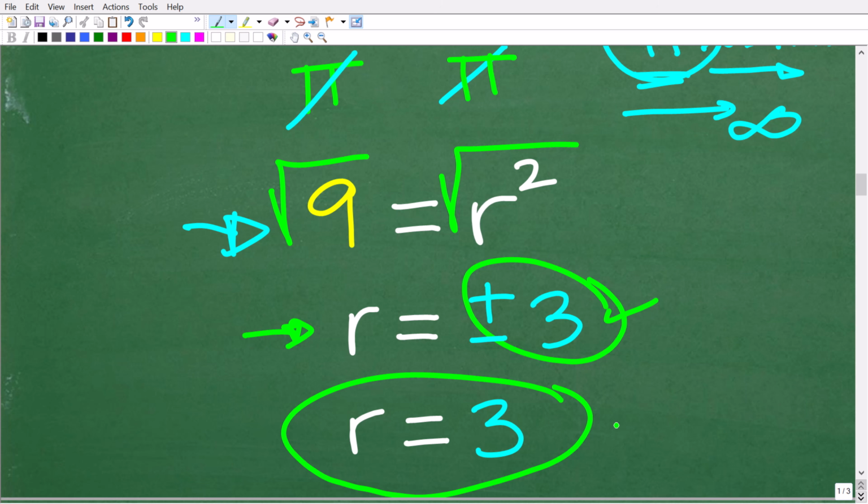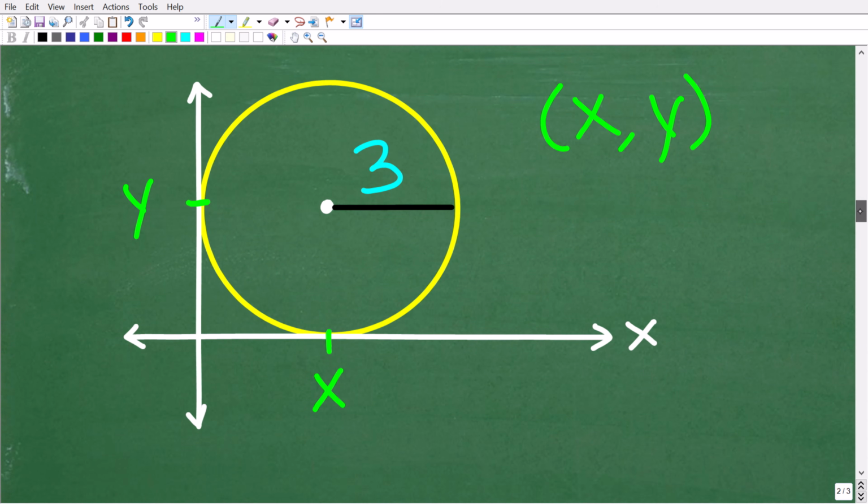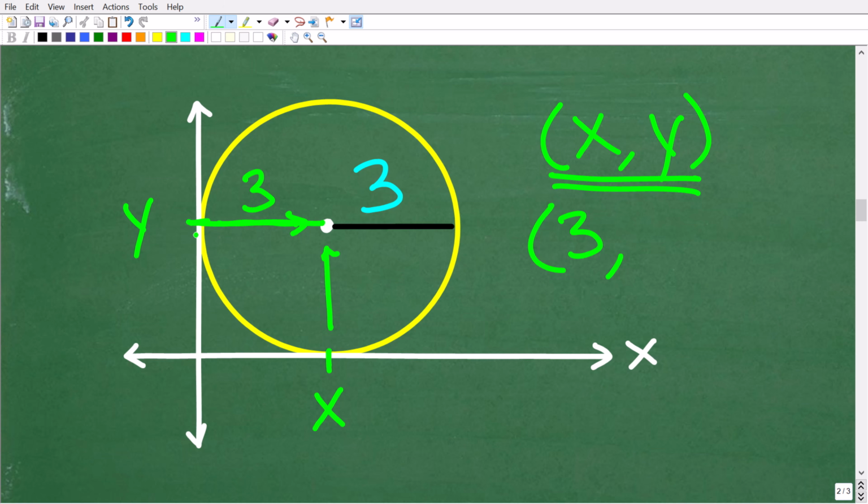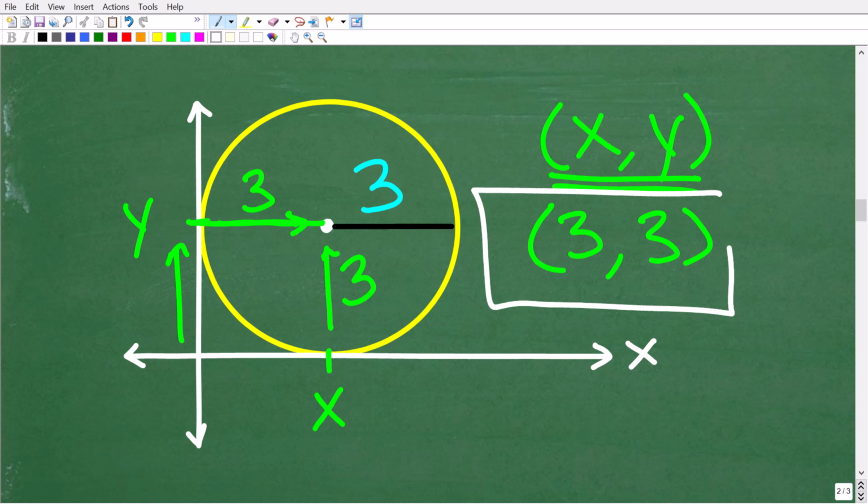Now that we know that the radius is a positive 3, we can answer the question. Let's go back to our circle here. Again, it's tangent to the x-axis and y-axis, so we need this distance and this distance to define the center of the circle as an xy ordered pair. What's this distance right here? It's going to be the radius of 3. So we have 3 on the x-axis and 3 on the y-axis as well, because we're talking about the same distance. The correct answer here is 3, 3.